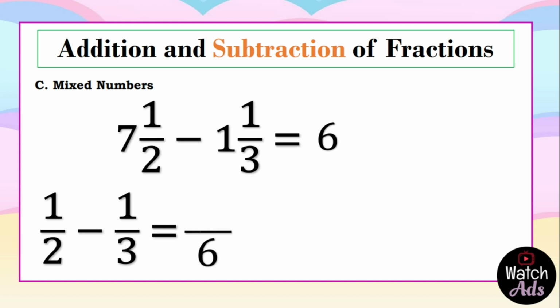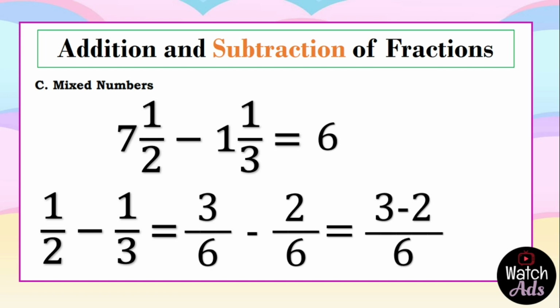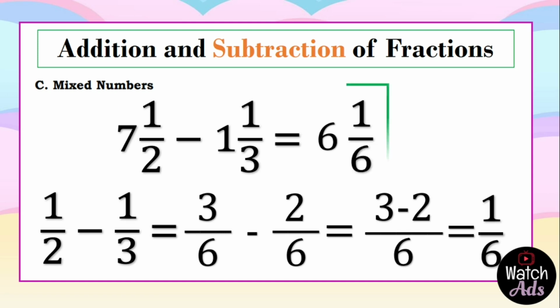6 divided by 2 is 3, multiplied by 1 is equal to 3. The process is subtraction. We copy the LCD 6 divided by 3 is equal to 2, multiplied by 1 is equal to 2. Now subtract, we copy the common denominator 6 and subtract the numerators. The answer is 1/6. Remember, we still have a whole number 6, so that gives us a final answer 6 and 1/6.